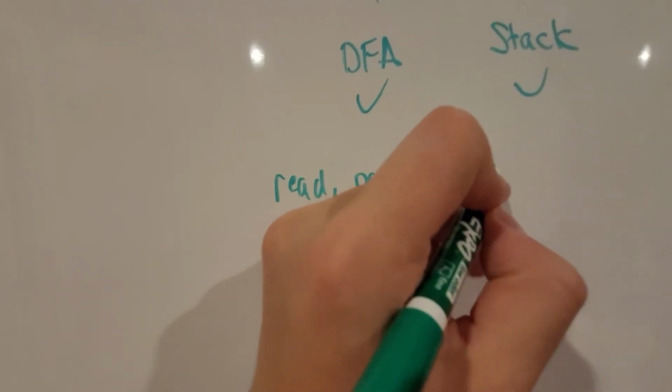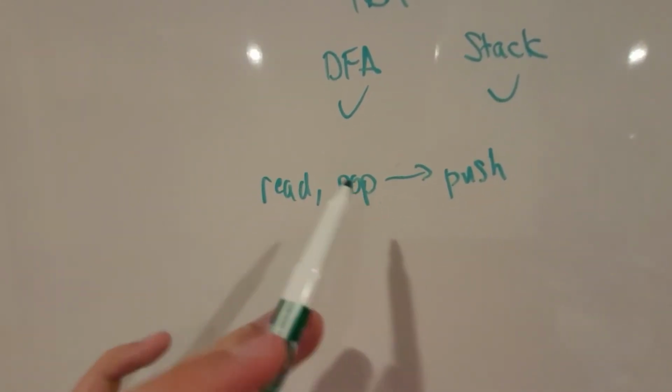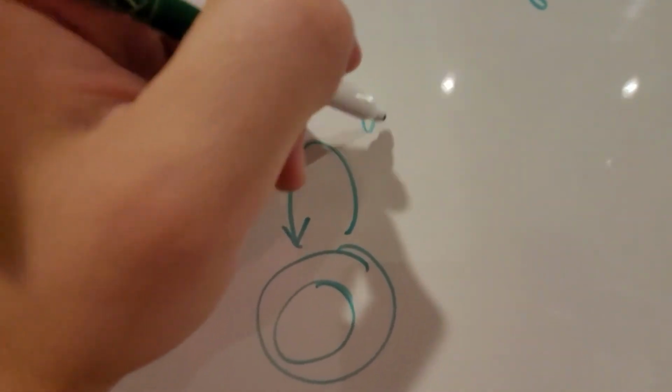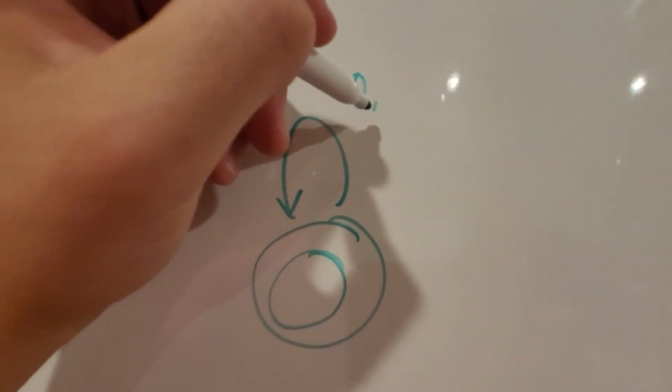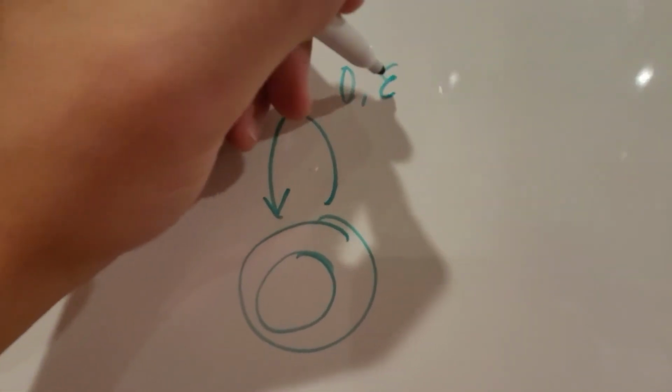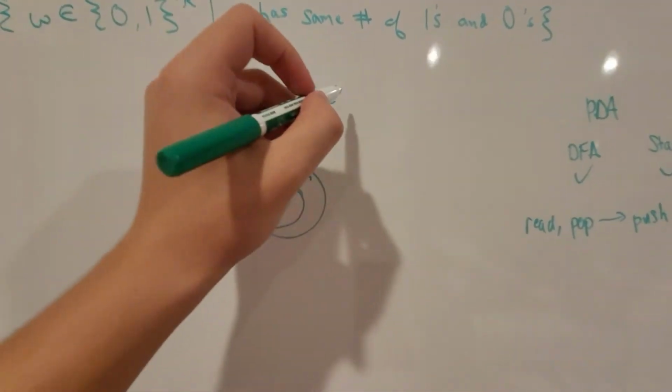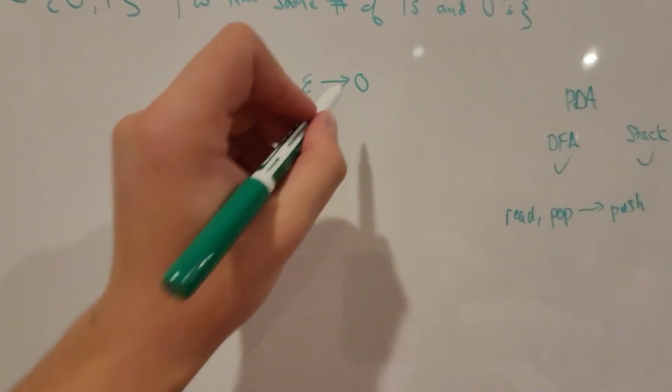That's kind of the format we need here. So let's say if we come in contact with 0, we read the 0. That means we pop nothing. Because assuming there's nothing on there, we read the 0, we pop nothing, and then we push the 0 onto the stack.